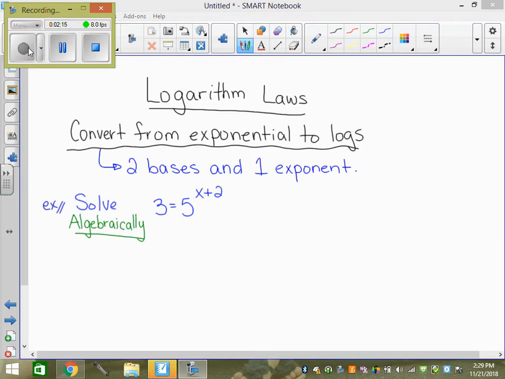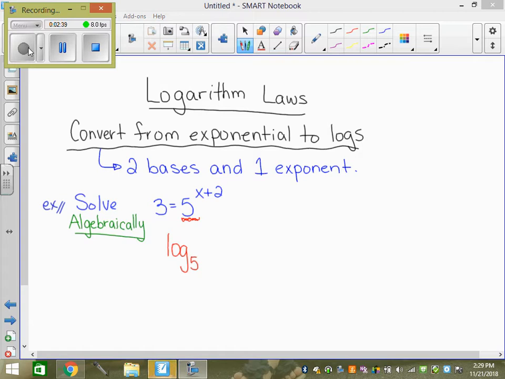Okay, so this is how it works. The base of your exponent, in this case 5, becomes the base of my log. So I get log base 5. Then what's with it in exponential will not be with it in logs, and what's with it in logs will not be with it in exponential.